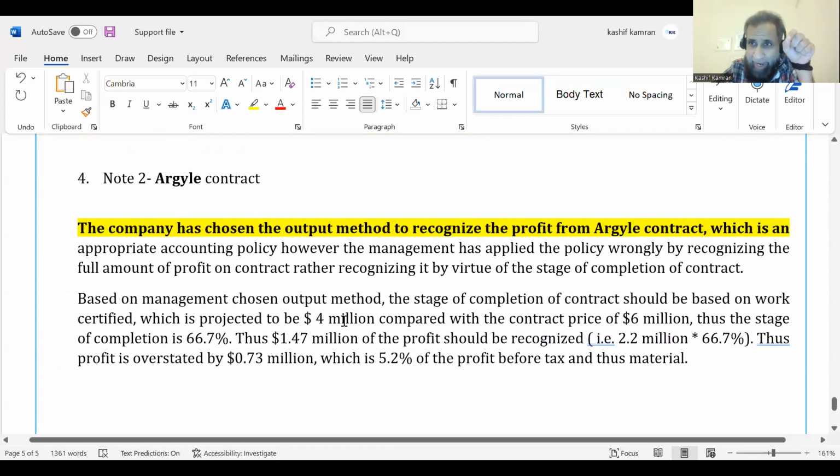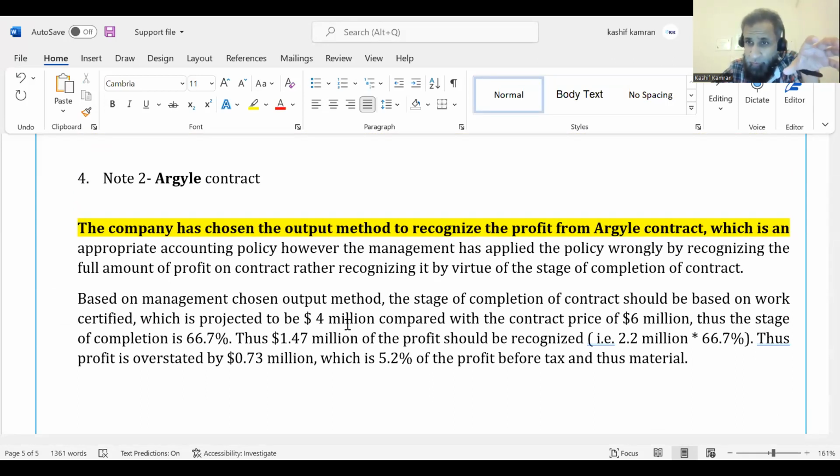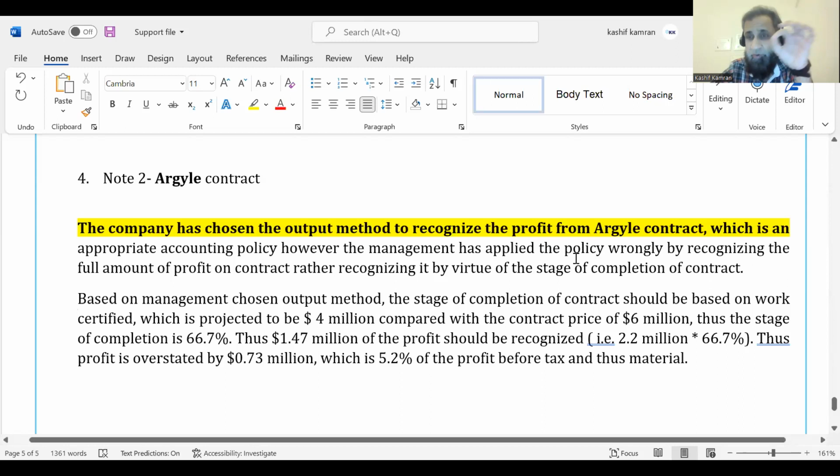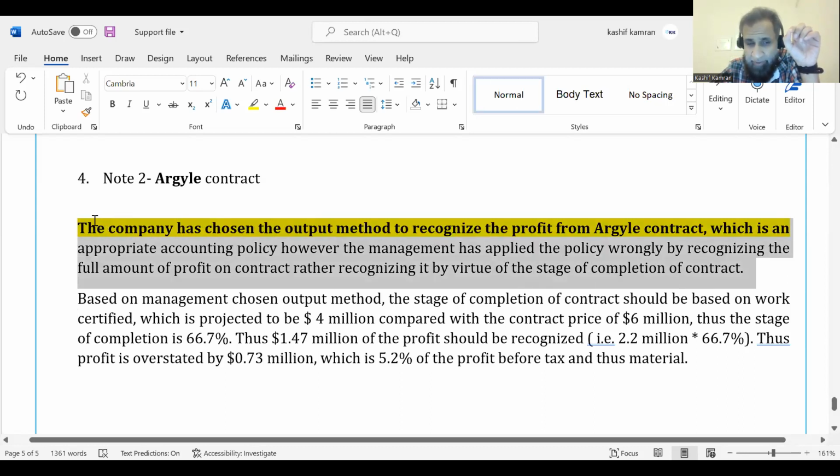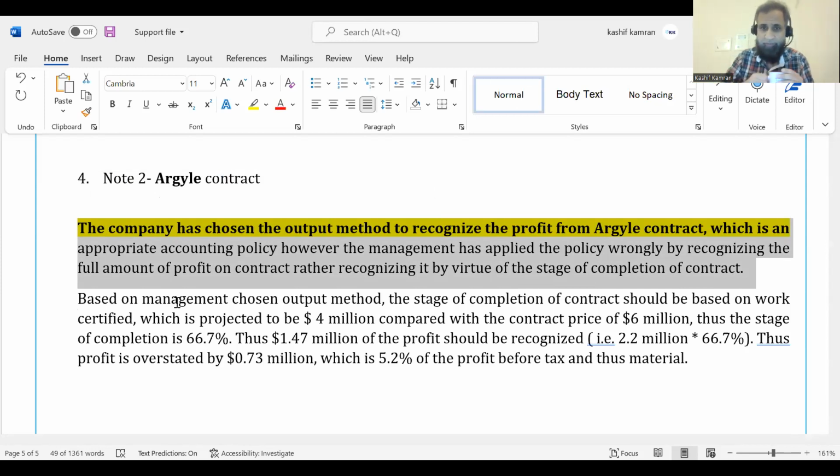The company has chosen the output method to recognize the profit from the Ergel contract, which is an appropriate accounting policy, because either you can choose the input method or you can choose the output method. The company has chosen the output method, so that's acceptable. However, the management has applied the policy wrongly. They have utilized the output method wrongly by recognizing the full amount of profit on the contract rather than recognizing it by virtue of stage of completion. Tell me how many of you are clear with the first paragraph. The accounting policy is right, but the application of the accounting policy is wrong. Do you all agree with me?